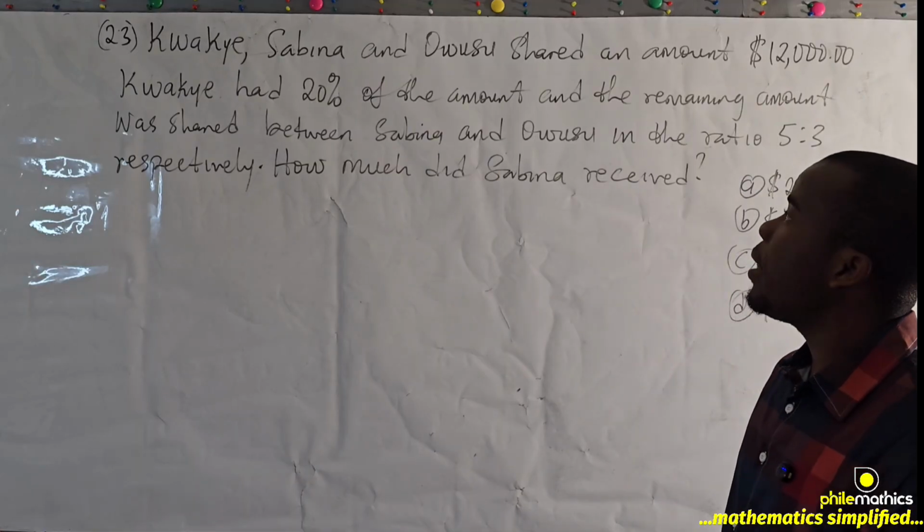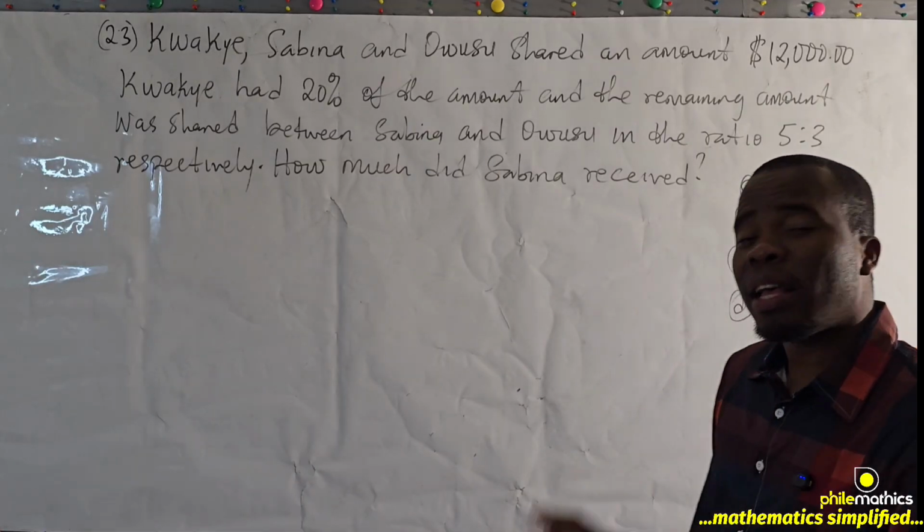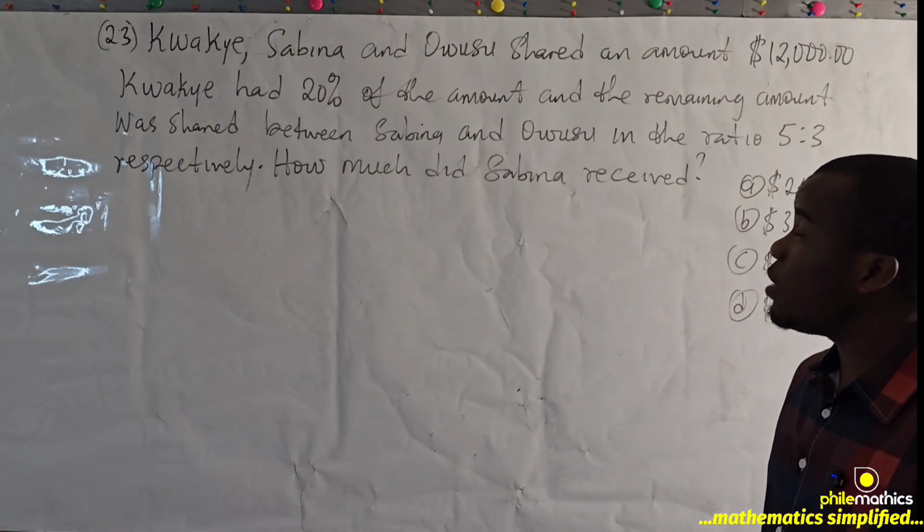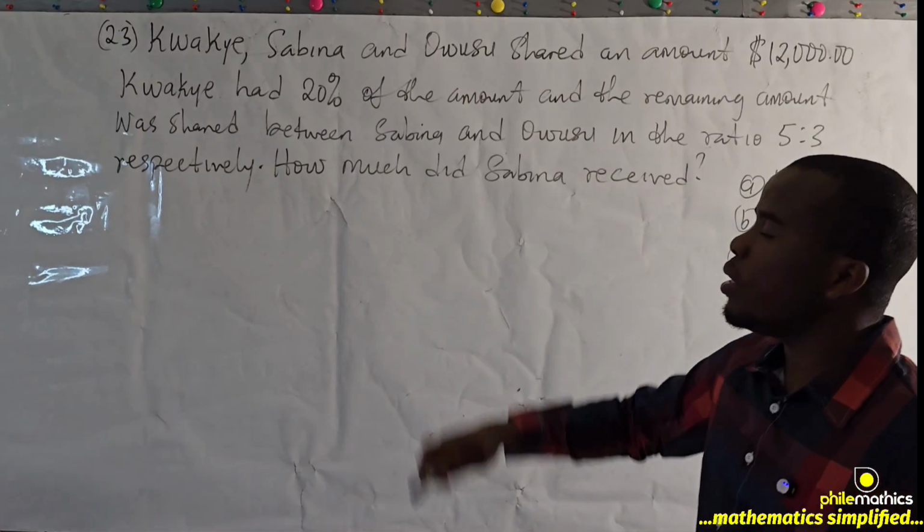Kwake, Sabina, and Owusu shared an amount of $12,000. That's a whole lot of money right there. Kwake had 20% of the amount. Let's start with this.